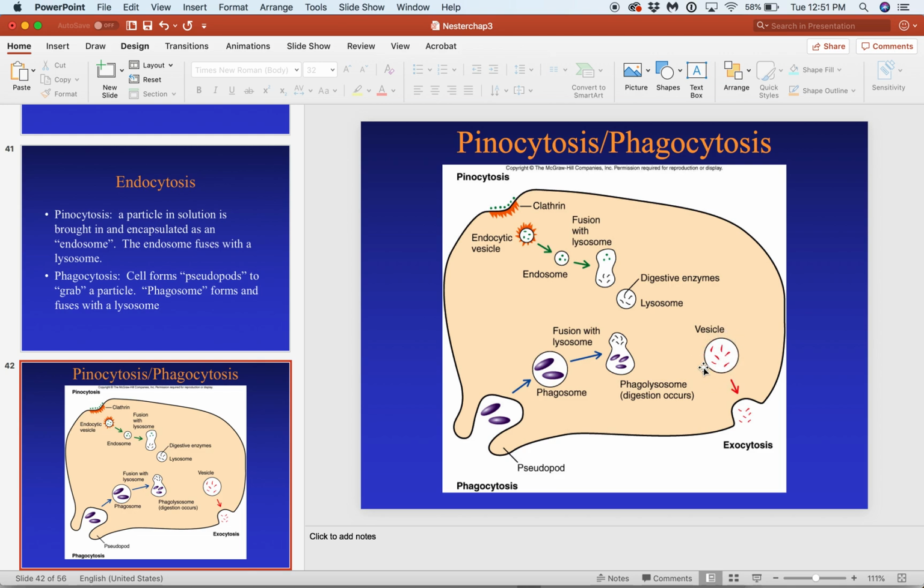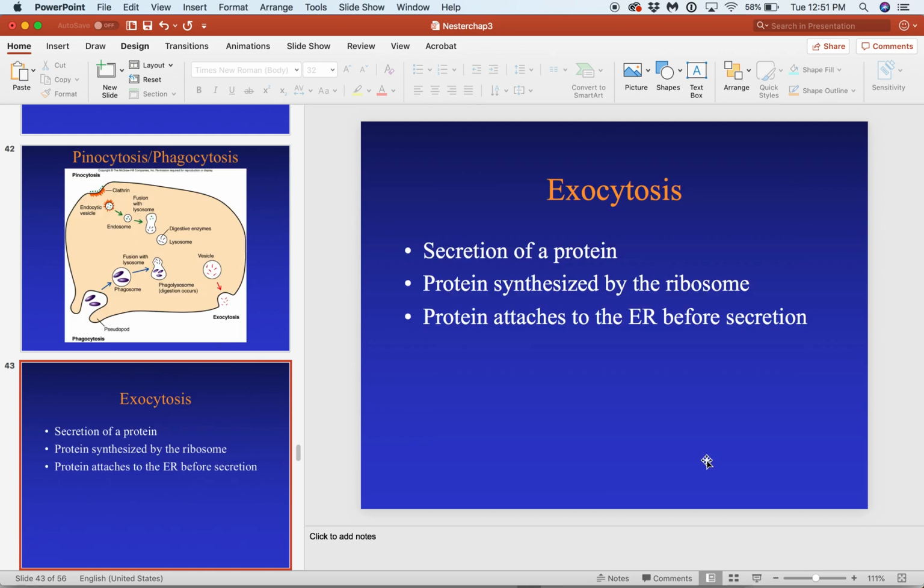Okay, over here we have a vesicle where, say, a protein that was formed in the rough endoplasmic reticulum and modified in the Golgi apparatus would be packaged up in a vesicle. That vesicle would actually fuse with the cell membrane and spit out the substance, the protein for example, outside the cell. You don't get endocytosis and exocytosis in prokaryotes. All right, so that's secretion of a protein, something synthesized by the ribosome in the rough endoplasmic reticulum.